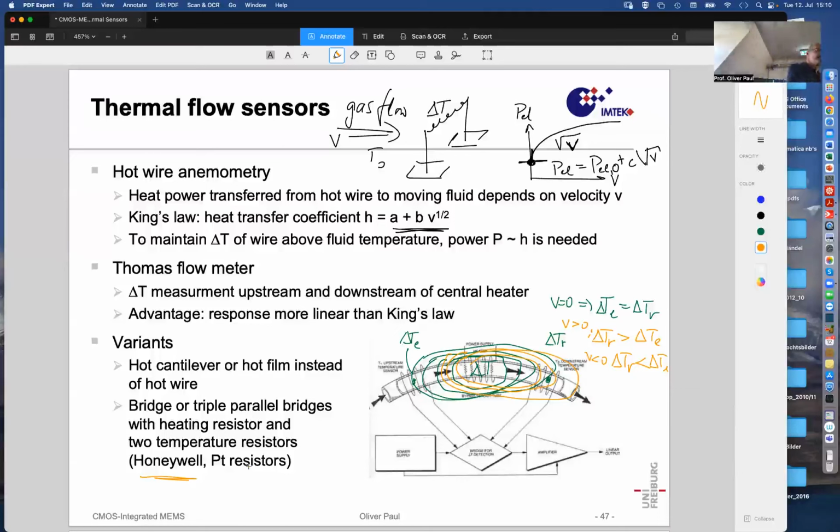Breathing respirators in the hospitals in Corona times to ventilate the lungs of Corona sick people used this kind of sensors to measure the amount of air injected into the lung and drawn out of the lung so that people wouldn't get any harm.